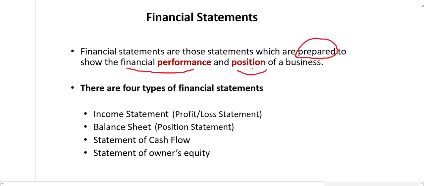But for the time being, just remember that financial statements are those statements which are usually prepared at the end of the accounting period or at the end of the year. And the main purpose of this statement is to show the financial performance as well as to show the financial position of a particular business during a specific period of time. For example, how was the profitability of the company during 6 months?